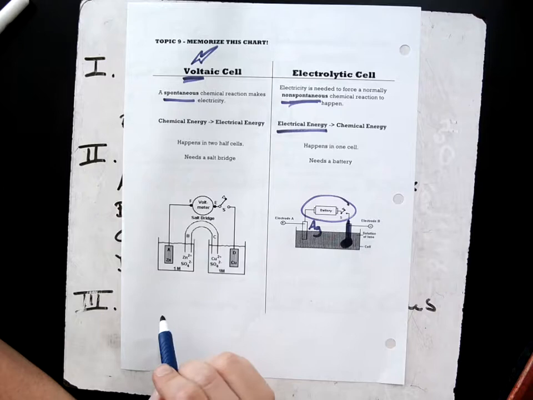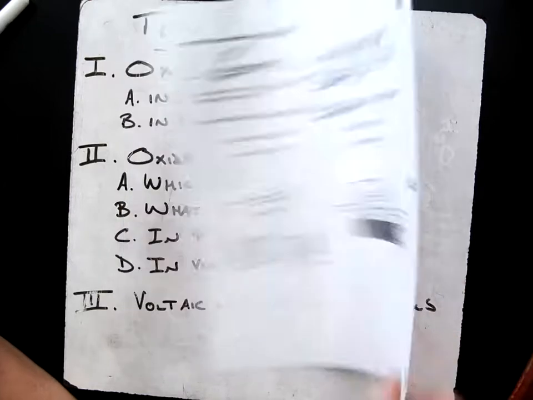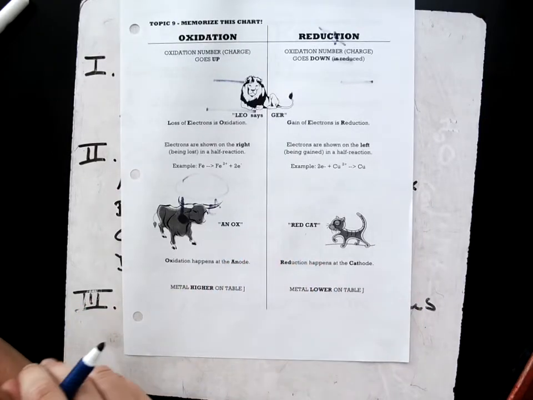Okay, other things are the same. The oxidation happens at the anode. Reduction happens at the cathode. All the other facts on this side of the chart, you can still trust in either of the cells.